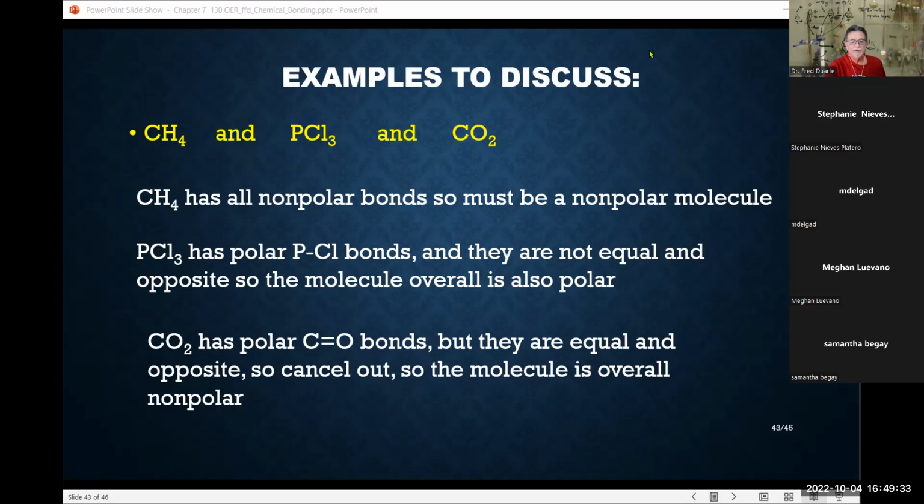Now, what can we take away from this? Well, right away, if I needed to determine the solubility of carbon dioxide and phosphorus trichloride, because PCl3 is polar, that would be a lot more soluble in water than CO2. A lot more soluble in water than CO2.